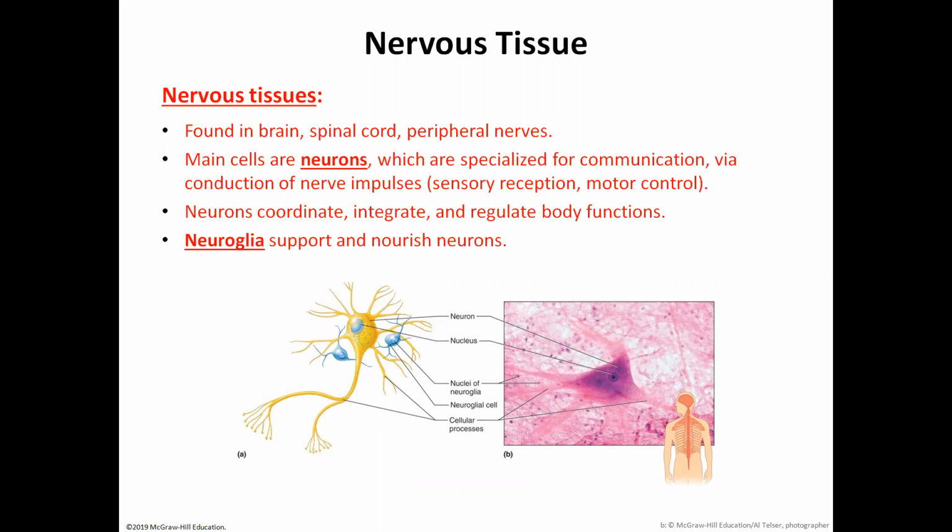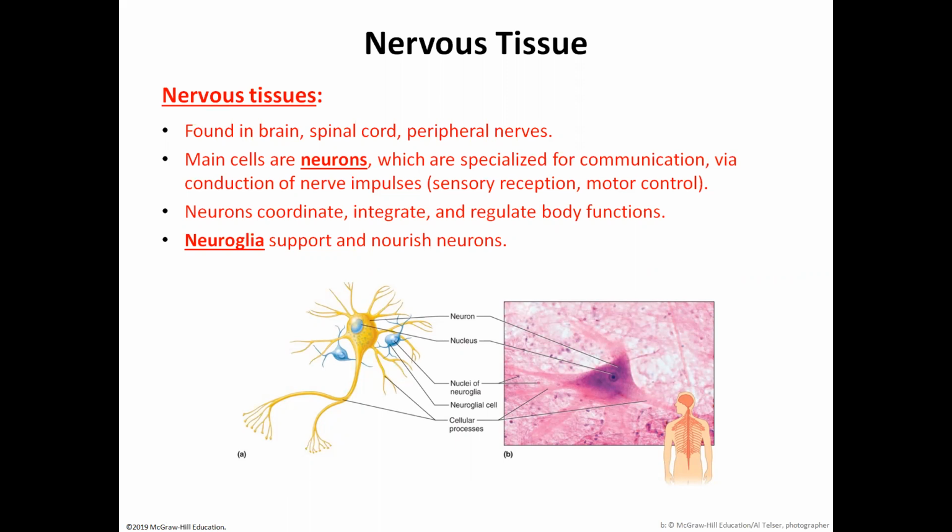And so we have some that are great for sensory. So when we smell, when we taste, when we feel, and then we have some that allow for motor control. So again, while we're able to kick a ball or while we're able to lift our hand off of a hot stove, that's because of these neurons. So we have a sensory aspect to it, and then we also have a motor aspect to it as well. And so neurons are going to coordinate, they're going to integrate, and again, they regulate some of our body functions.